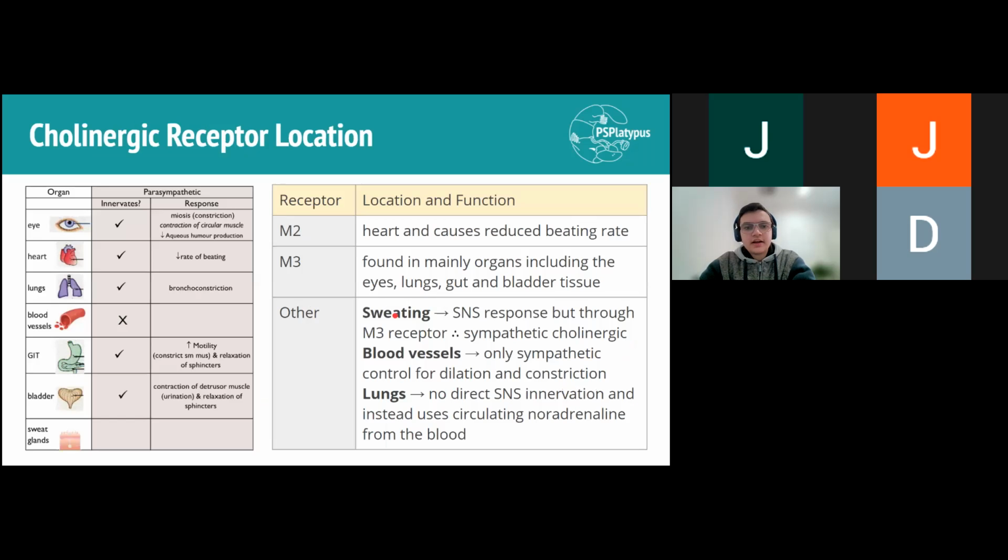All right, now where are these located? I think in your workshop that you'll have, or you may have already had, you will have this nice table. And that will summarize pretty much where all these innervations happen. So which organs they are at and what the response will be.